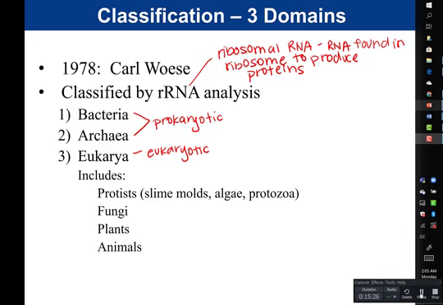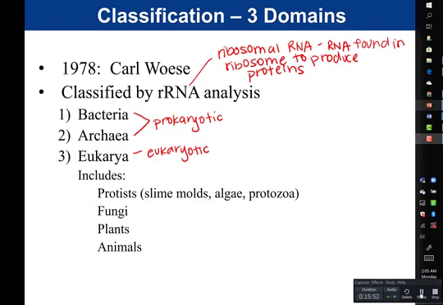If we talk about protists, this could be things like slime molds, algae, and protozoans. Think of algae and protozoans. They are very different from one another. Algae are more plant-like, protozoans are more animal-like. So putting them together is not necessarily the best system, which is why these are now being separated into more kingdoms.